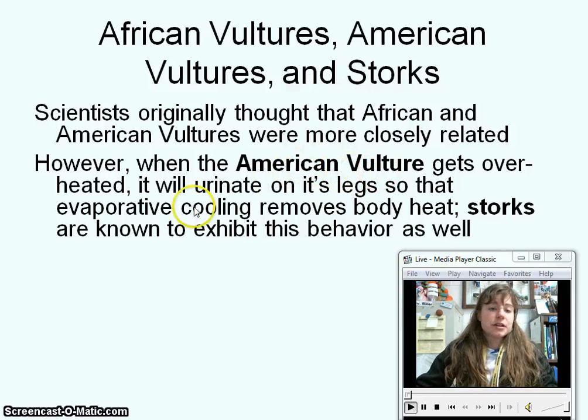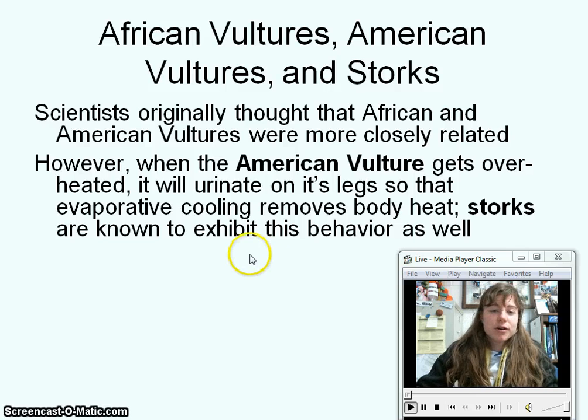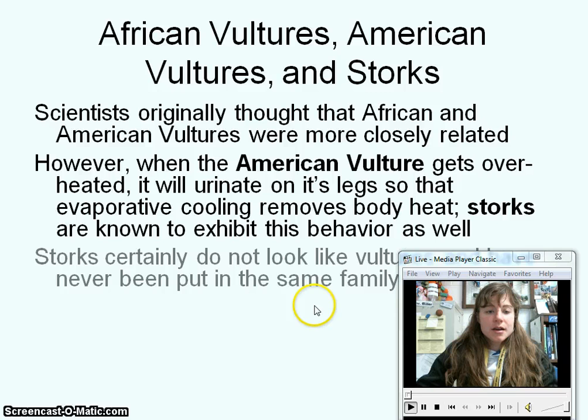When the American vulture gets overheated, it does something that I would suggest you could potentially do if you were in a very hot environment. It might not be so socially acceptable for Homo sapiens like yourself, but the American vulture will urinate on its legs so that it can cool off through evaporative cooling. And the stork also does this.